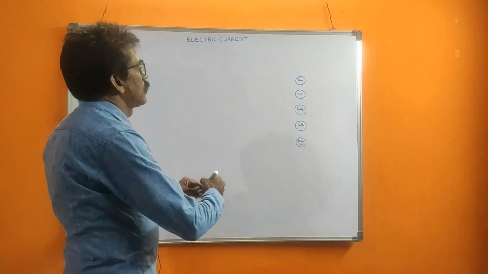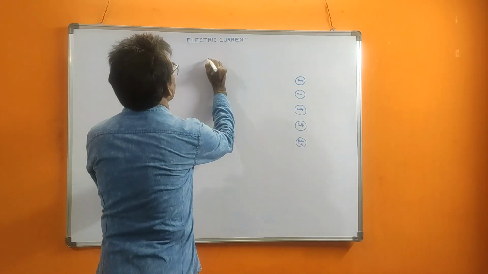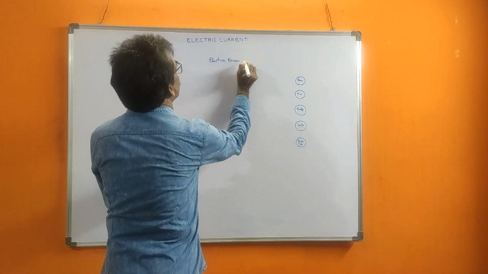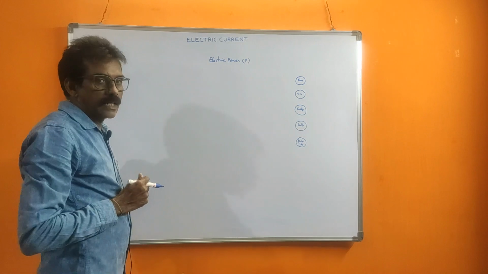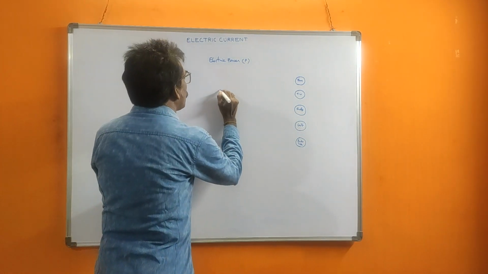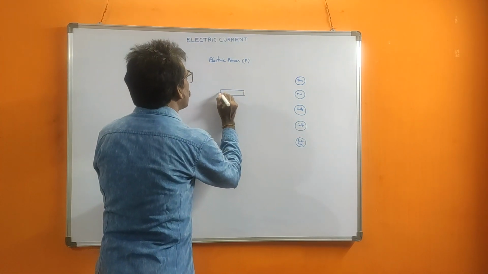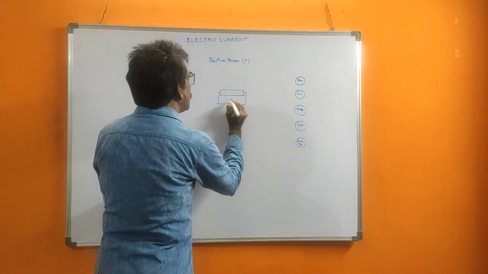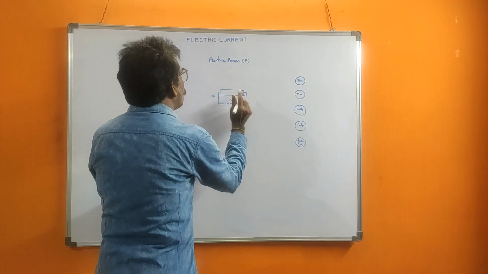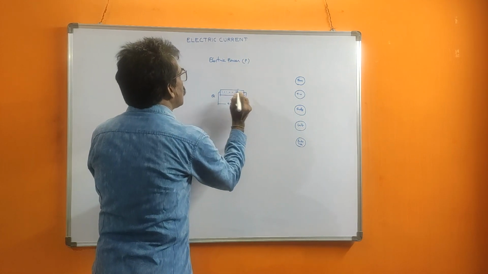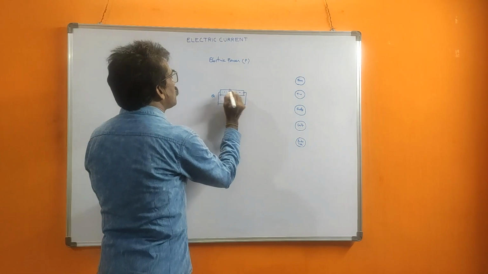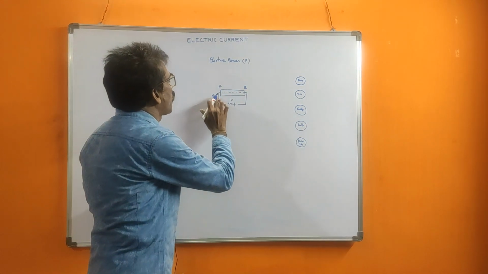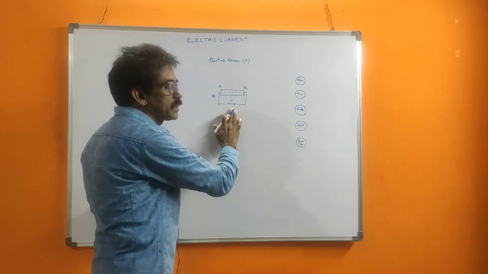Now, first of all, electric power. This is indicated with P, electric power. Now, suppose take any conductor. If you apply EMF, that means voltage, some charge Q is passing from this end to this end, A to B. Suppose Q coulombs of charge is passing from A to B because of this EMF.